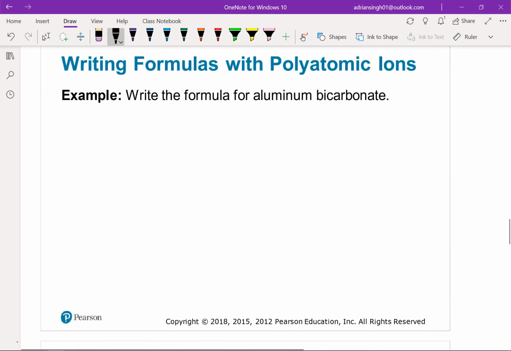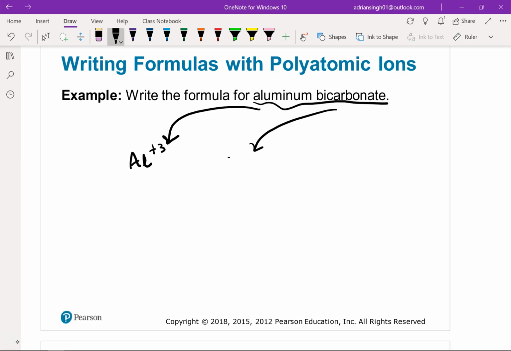All right, let's take a look at another example. Here you're given the name for aluminum bicarbonate. Aluminum, Al, is in group 3, so it's always +3. And then your bicarbonate, that's another name for hydrogen carbonate, which is HCO3 with a -1 charge. When you put these together, the metal or the cation goes first, and then the polyatomic goes second. I like to just put that in parentheses right away, so visually my eyes tell me that I'm going to treat that polyatomic as an entity, as a collection.